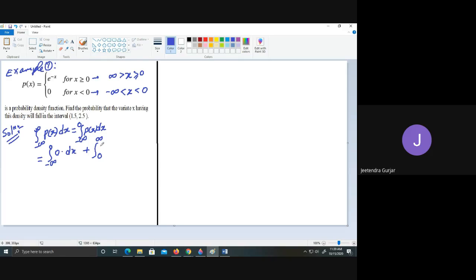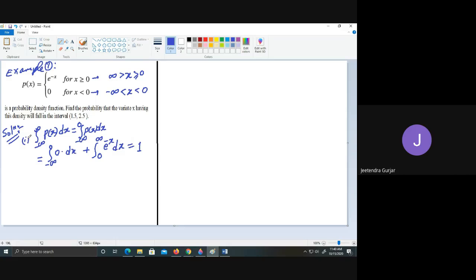From 0 to infinity, any value it may be, we are going to get e raised to minus x. So I will put e raised to minus x dx. Again, using the standard formula, integration from 0 to infinity of e raised to minus x, if we substitute the value, you have to remember this is equal to 1. So the first condition is satisfied: the integration from minus infinity to infinity of p of x dx is 1.